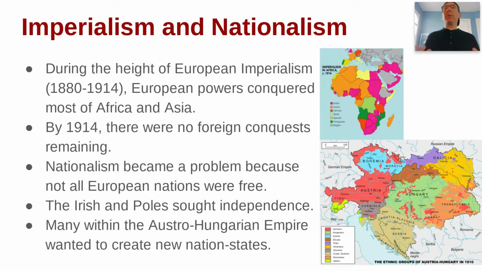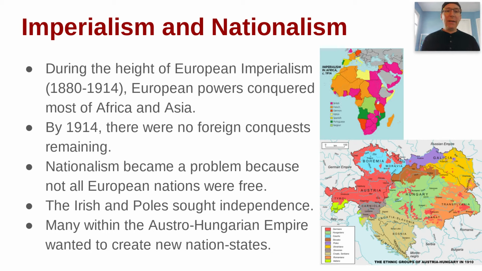So during the height of European imperialism, which was that 1800s to 1914, right up until the beginning of the war, European powers went out and conquered much of the world. Africa became colonized, much of Asia became colonized, and by 1914, there are no more foreign conquests out there. Somebody else has already staked their claim to everything. So you can't continue to expand your colonies by conquering new territory. That's done. Conquering new territory means war with a European power, and up until 1914, no one was willing to do that.